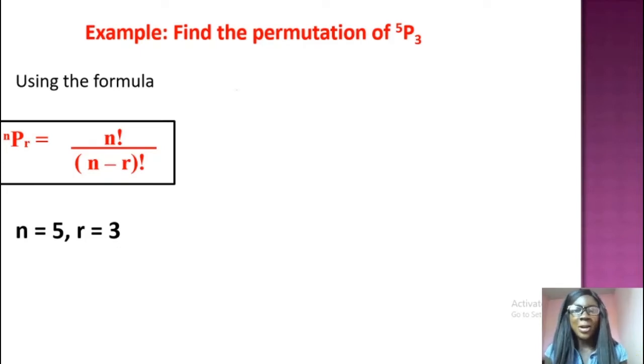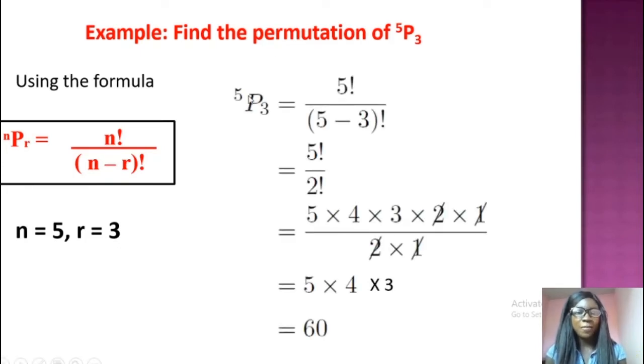Okay, so now let's see our answer. So we have here 5 permutation 3, which equals 5 factorial divided by (5 minus 3) factorial. So we have 5 factorial divided by 2 factorial. The 2 is because we have 5 minus 3. So in 5 factorial we have 5 times 4 times 3 times 2 times 1 divided by 2 times 1. So we cancel the like terms. We cancel 2, we cancel 1 at the numerator and at the denominator. So we are left with 5 times 4 times 3, which gives us 60. Okay, so that's our first example.